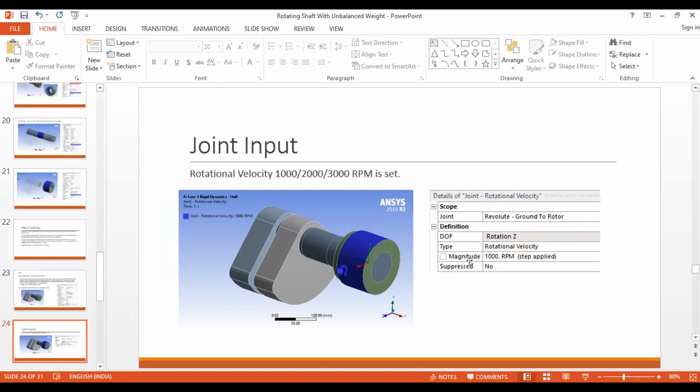So I've set the magnitude to 1000 rpm. Likewise, I have three cases. Case one is 1000, 2000, and 3000. I'm showing only one case example here.